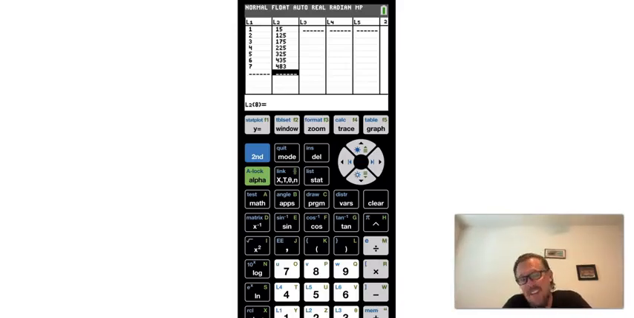Okay, so I have the independent variable, which was years since 2009, in the X column, L1. And I have the dependent variable, which was the number of zebra mussels, in L2, which is my Y column. Okay, so the first thing I want to do is I want to graph this.